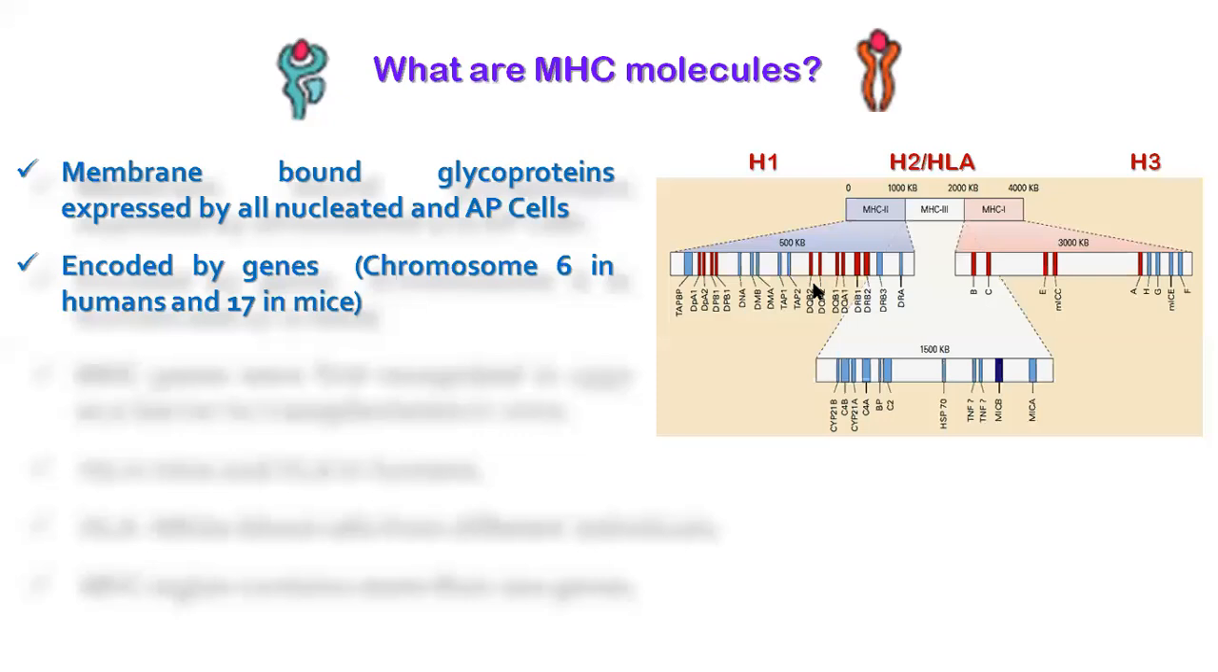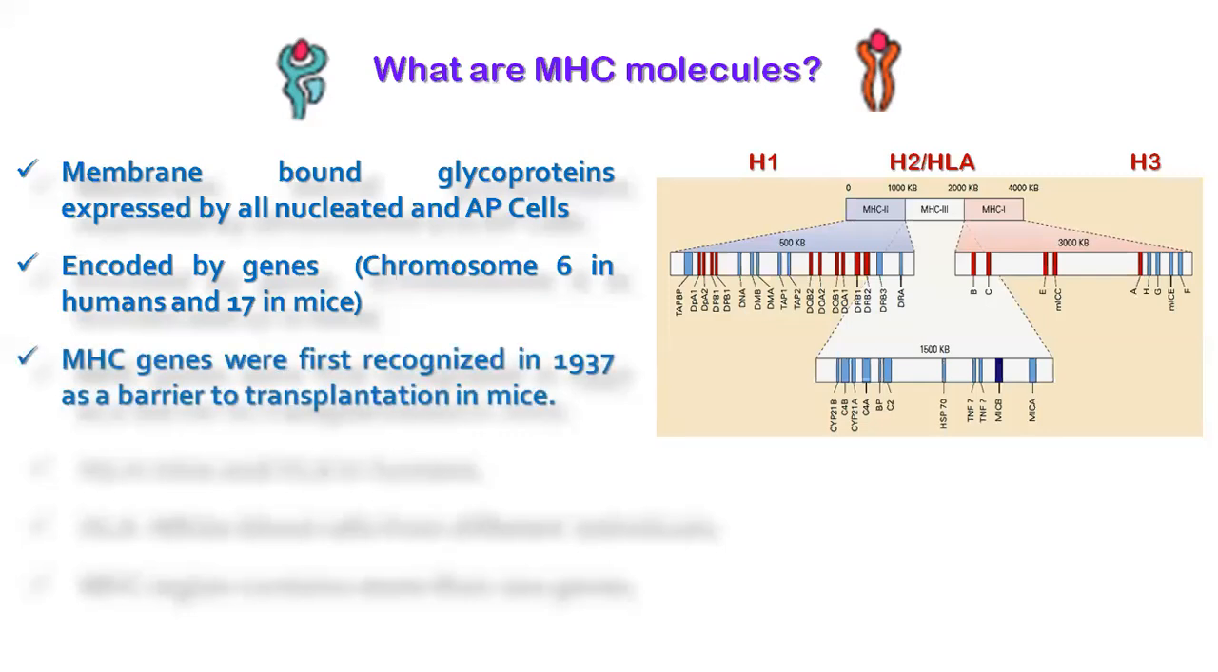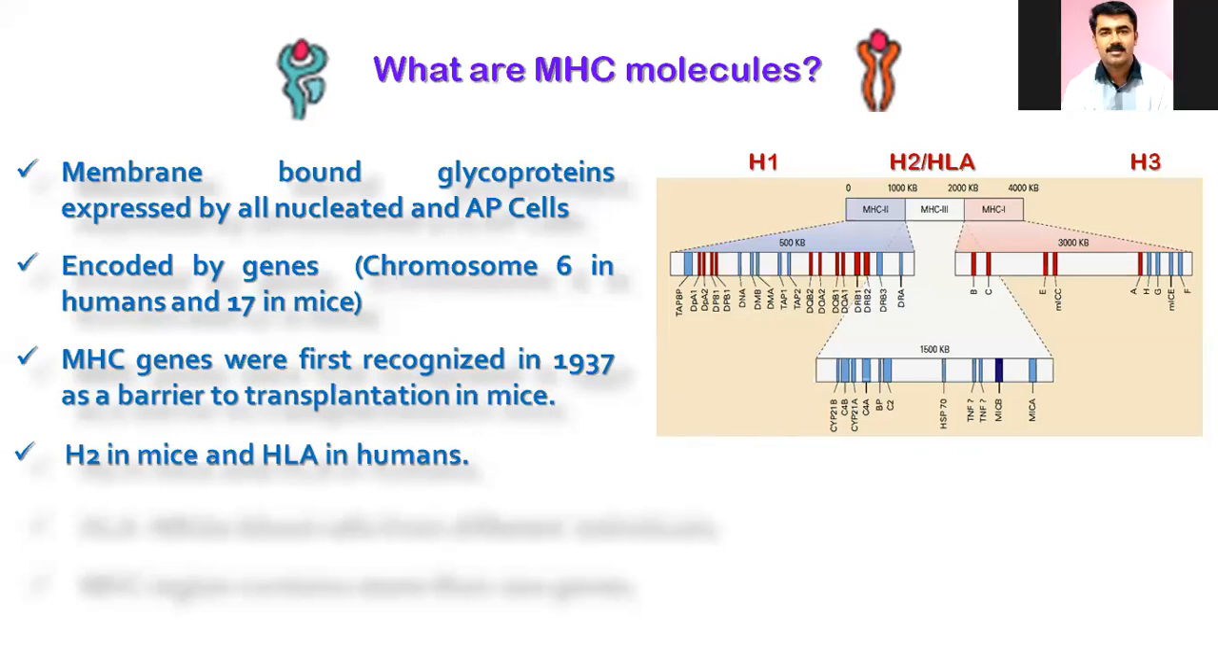You can see part of chromosome 6 and 17 here, and they are divided into different regions, H1, H2, H3, etc. These MHC molecules were first recognized in 1937 as a barrier to transplantation in mice. Gorer and Snell discovered this MHC molecule while studying blood group antigens. In mice, the genes that code for MHC molecules are termed the H2 region, whereas in humans it is called the HLA region or HLA antigens.